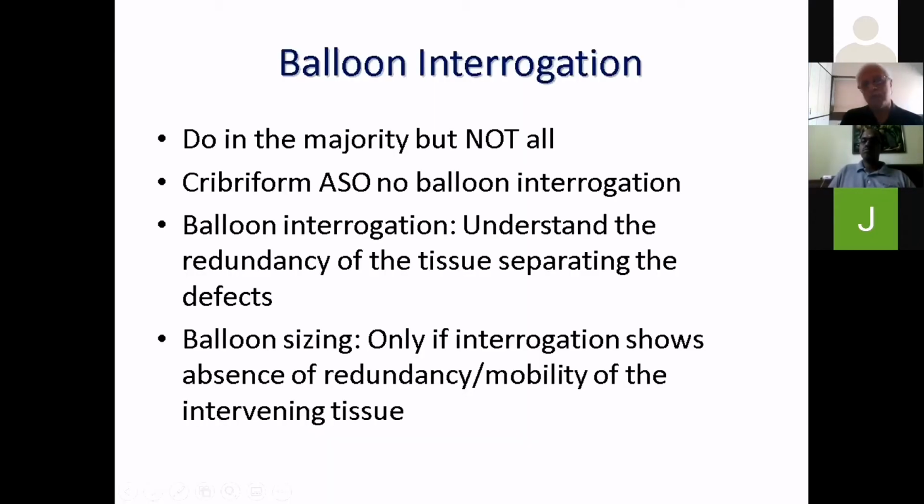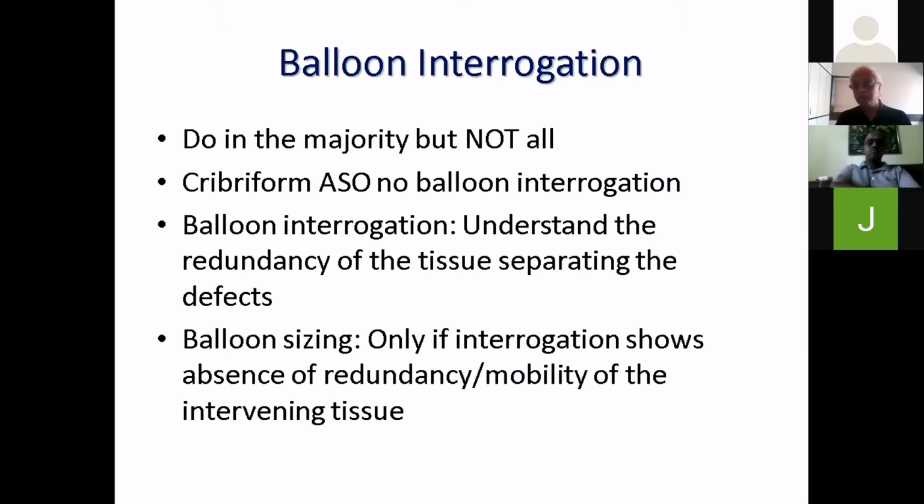Now let me talk about balloon interrogation and balloon sizing. Balloon interrogation we do in the majority of the cases, but not in all cases. If we have decided, just looking at the anatomy, that we are going to use a Cribriform septal occluder, there is no need to balloon interrogate. However, in all other cases, we try to balloon interrogate to understand the redundancy of the tissue separating the two or the multiple defects. Now, when you do balloon sizing, you just do a stop flow technique.